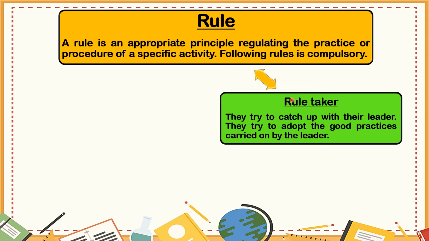Next, rule taker. They try to catch up with their leader. They try to adopt the good practices carried on by the leader. So they follow the rules. They want a peaceful community or society to live in.